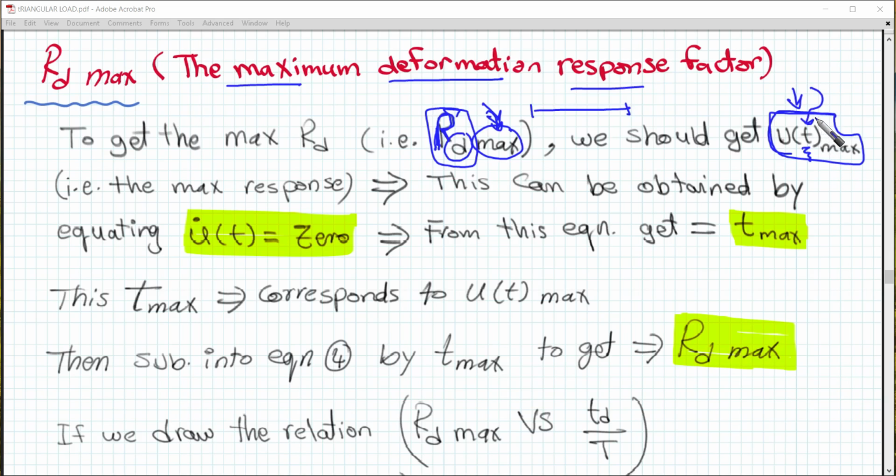What is the time t for the maximum displacement? We do not know which time exactly. What is the particular point in time that is going to give us the maximum displacement? We do not know it.